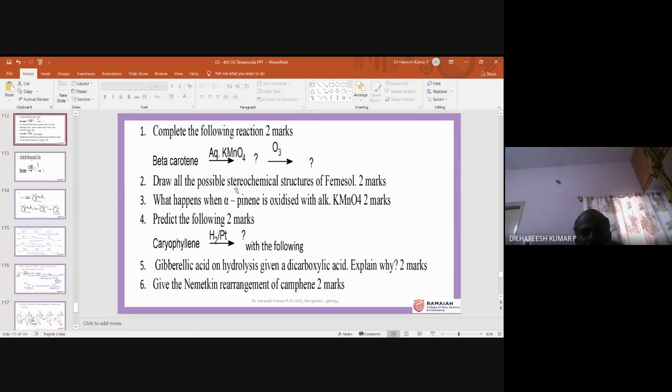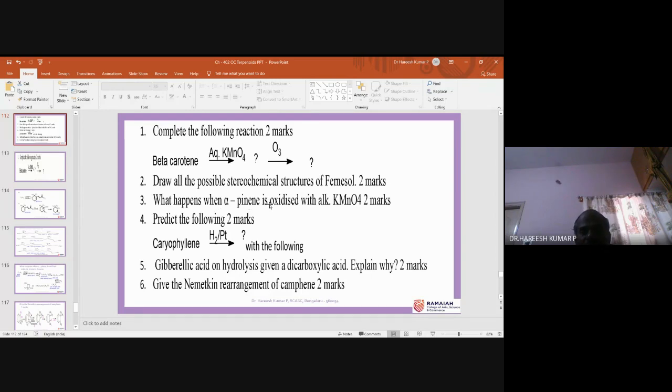And you have to write the possible structures of farnesol. I think four structures are possible: cis, trans, cis. Four are possible, and you have to write that.